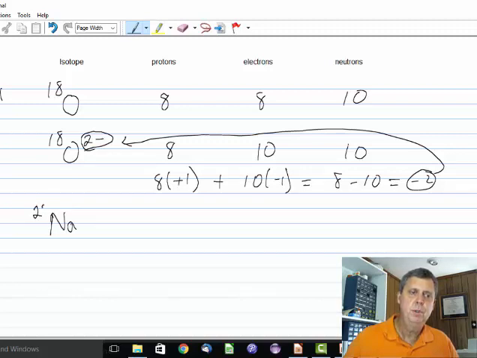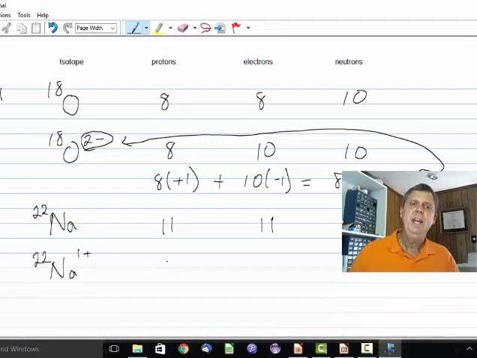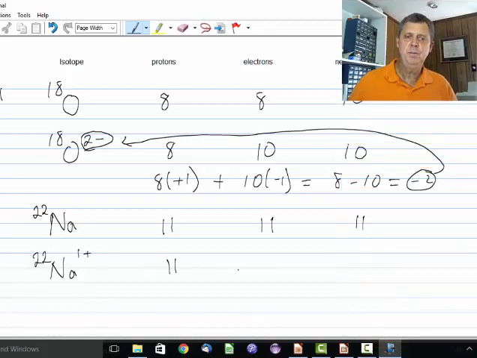Sodium 22, for example. Well, the atom has 11 protons, so it must have 11 electrons. In this case, it will have 11 neutrons. But if we take a sodium ion, let's say a sodium 22 ion, it usually forms a 1 plus ion. It still has to have 11 protons. It still has the same isotope basis, so the same number of neutrons. But now the electrons have changed. It has a plus 1 charge.